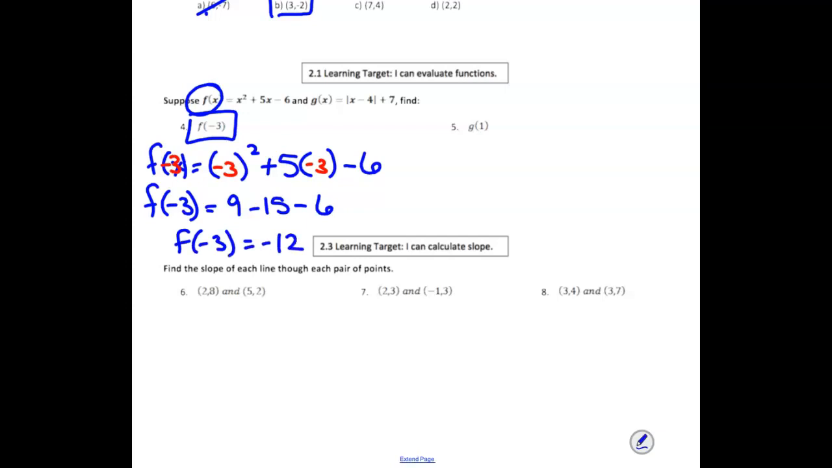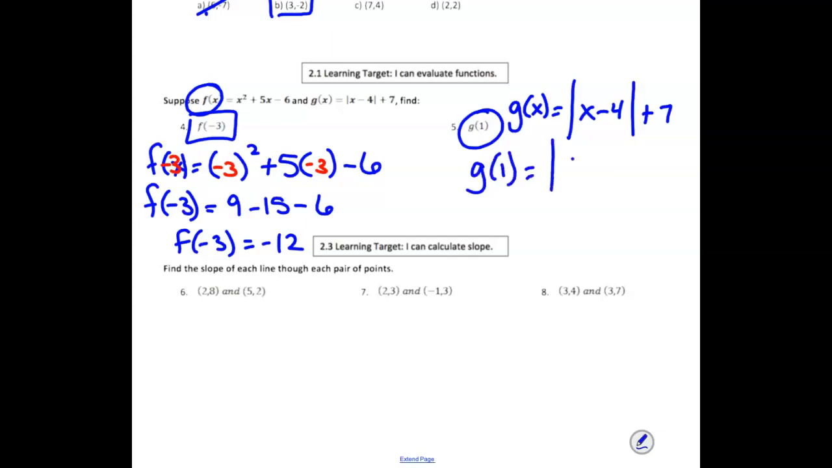So f of -3 equals -12. Our second question asks us to evaluate the g function for x being a 1. And our g function is the absolute value of x minus 4 plus 7. So we are going to take that x out and replace it with a 1. So the absolute value of 1 minus 4 plus 7.